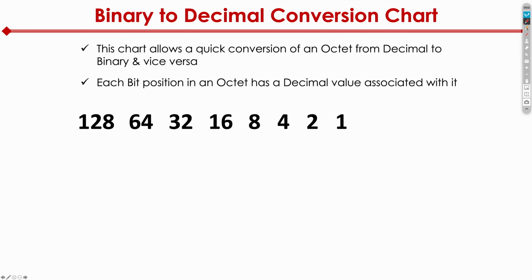And it will make more sense when I show you that in binary, 2 to the power of 0 is 1. 2 to the power of 1 is 2. 2 to the power of 2 is 4. 2 to the 3 is 8. 2 to the 4 is 16. 2 to the 5 is 32. So on and so forth.